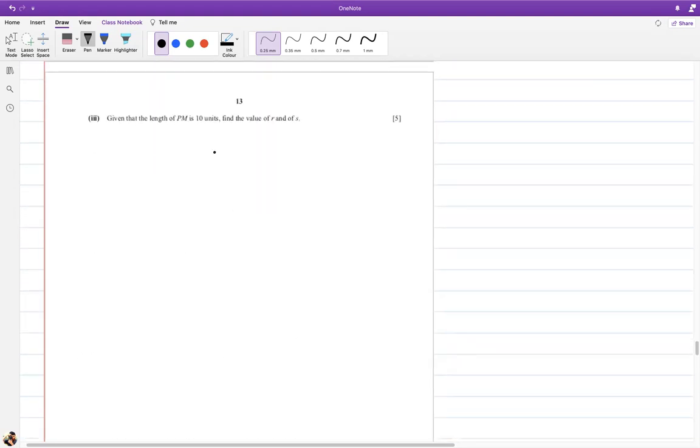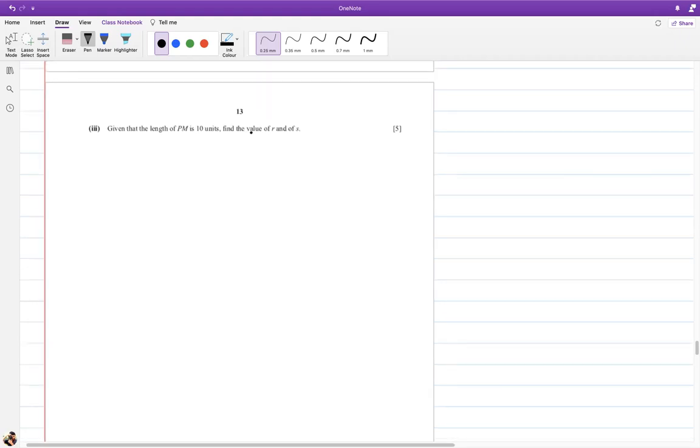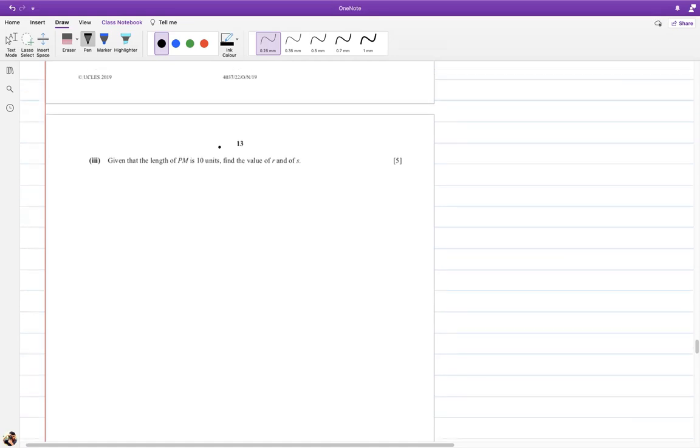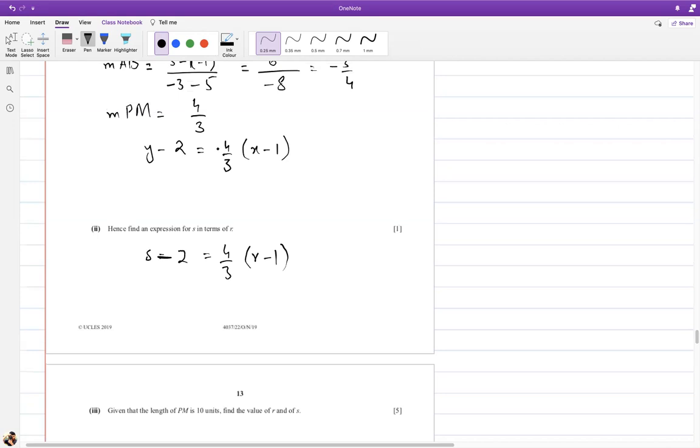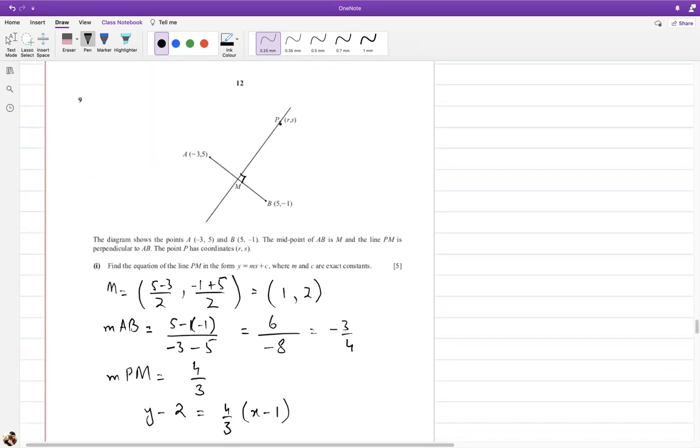All right. Given that the length of PM is 10 units, find the value of R and of S. Okay, 10 units. All right. So there are two ways that I'm going to do this. One method is that I'm like, okay, I don't know what R and S are, but I do know that the distance between this point M and that point P is 10. Now I know what M is. It is 1 and 2. And if you look at it, it's going to form a right angle triangle like that.